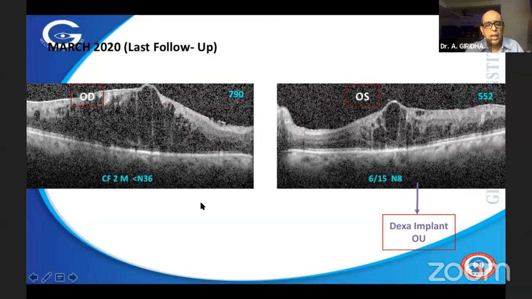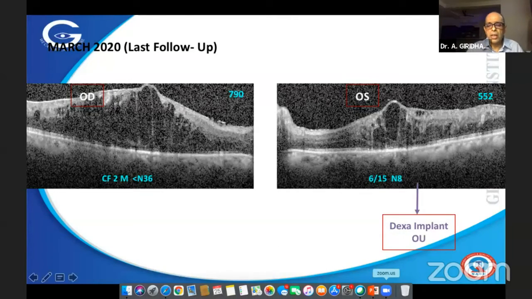Therefore, at the final visit, just before the lockdown last year, that was the last visit, she came like this. She was going to Canada, and therefore I put her on a bilateral DEXA implant.